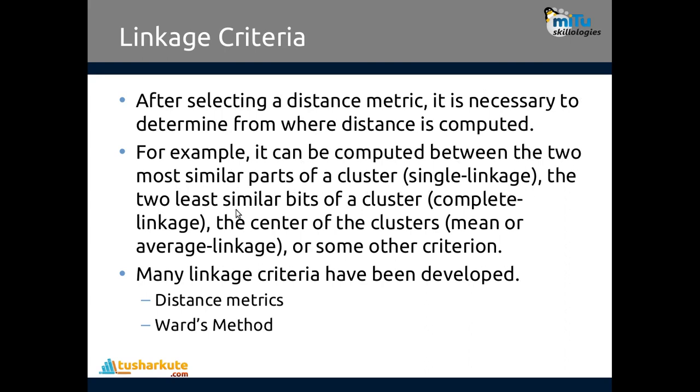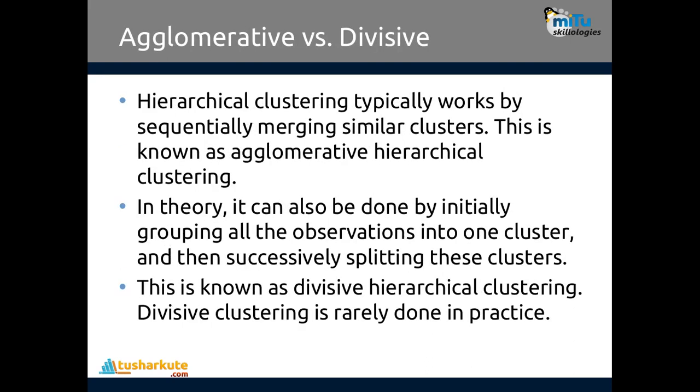Using the two least similar parts of the clusters is called complete linkage, and using the center of the cluster is called mean or average linkage, or some other criteria. Some other criteria means I can have the distance matrix method, or Ward's method. So these are the linkage criteria which decide from where you have to calculate the distance, and based on that we are going to create the dendrograms. This linkage criteria we also need to specify while creating the agglomerative clustering here.